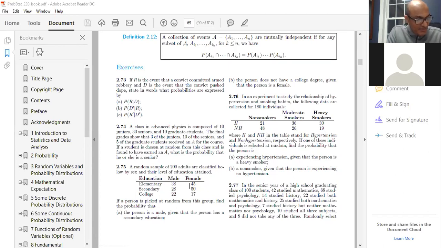That means I can write this one as probability of M given S, M stands for male, S stands for secondary. So M given S is equal to 28 divided by this number, and secondary means this total number, 50 plus 28, so it is 78, right? So let me write it down like this, guys. Probably it will give you a little more idea.